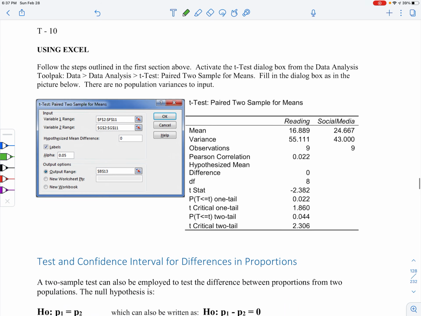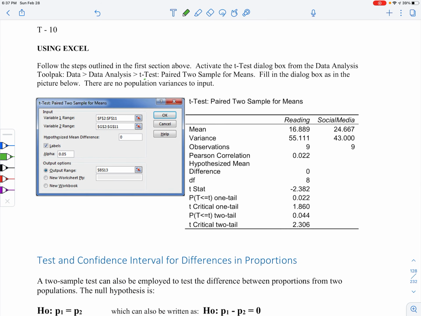Now, using Excel, what we do is we use the t-test paired two-sample for means in Excel in the data analysis toolpack. And so you've got your reading scores, and then this is going to be your social media scores. Notice that they have to be the same length, right, because they're paired. So in this case, they both go from F2 to F11. Tell it you've got labels, choose your alpha.